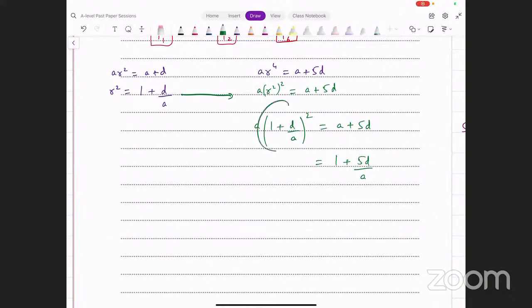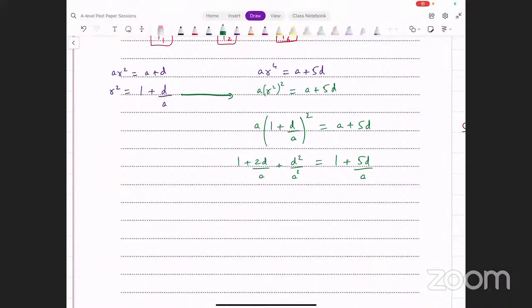राइट, अब ये लेफ्ट साइड को एक्सपैंड कर लें, ये जो स्क्वायर वाला पार्ट है इसको एक्सपैंड कर लेते हैं. This is a plus b whole square, that's 1 plus 2 into d over a plus d square over a square. ठीक है, now I want to get rid of the fraction, खत्म करनी है. What I can do for that is I can multiply the whole equation by a square.